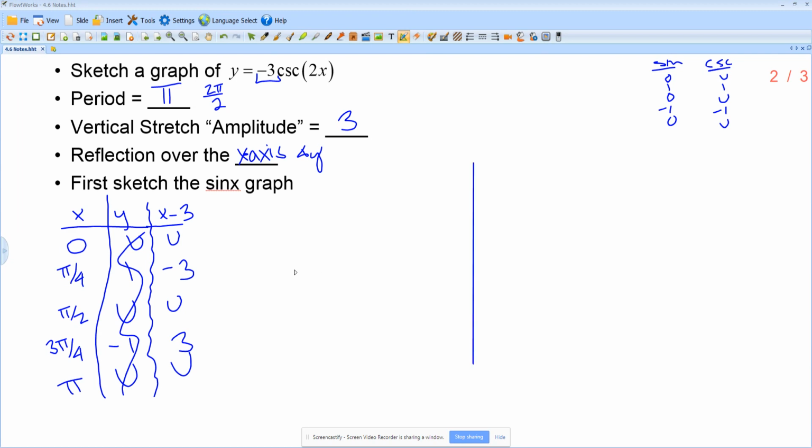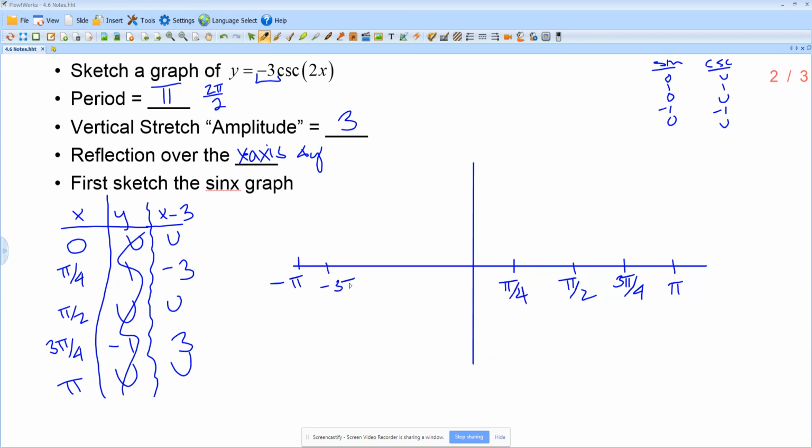Now if I go to graph this, I'm going from 0 to pi with pi halves, 3 pi fourths, negative pi, negative 3 pi fourths, negative pi halves, and negative pi fourths, going from negative 3 to positive 3.